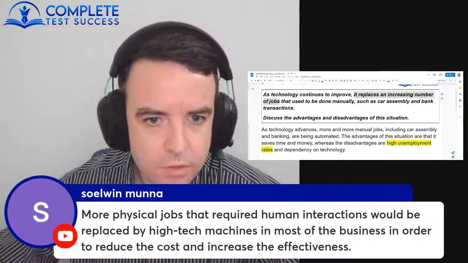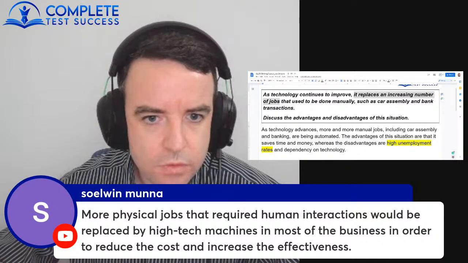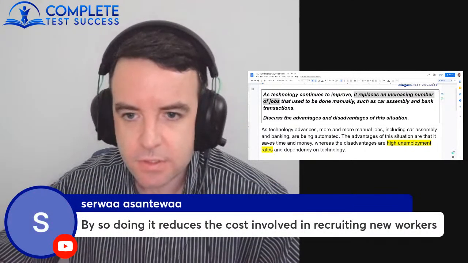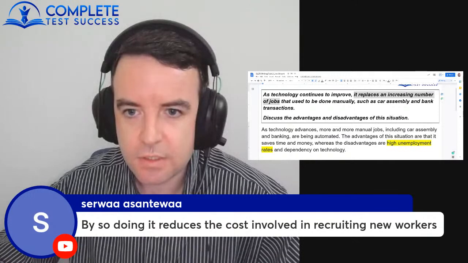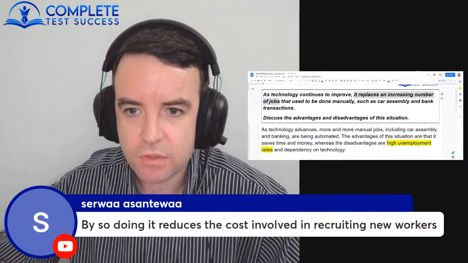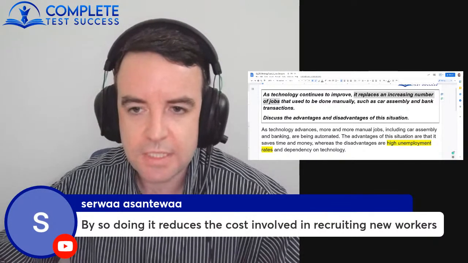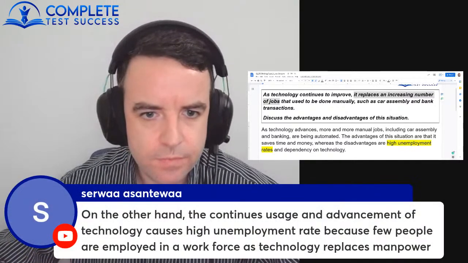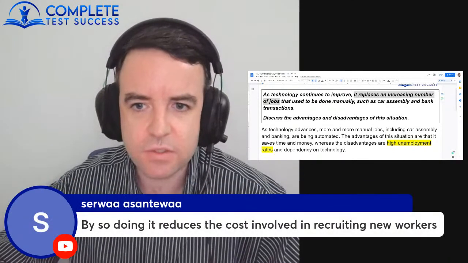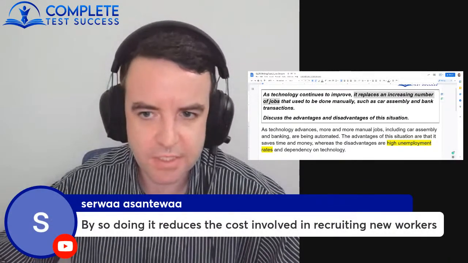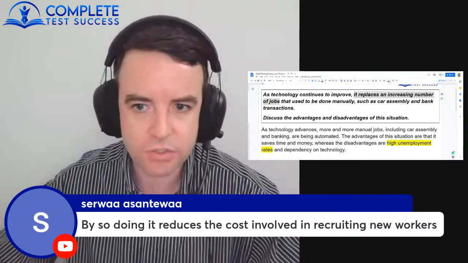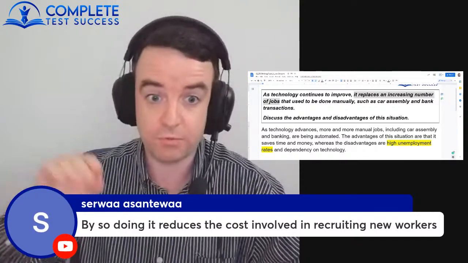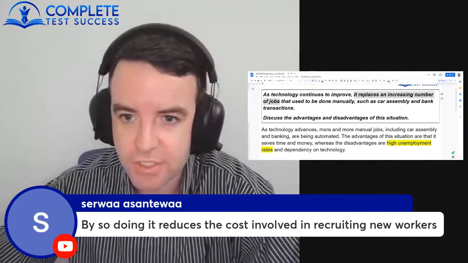Did I look at this already? Yeah, we did. So by doing it reduces the cost involved in recruiting new workers. No, so what idea are you looking at? You can't do that. You have to talk about employment rates, not costs. When you're discussing employment rates, you must focus on employment rates. You can't change the topic.